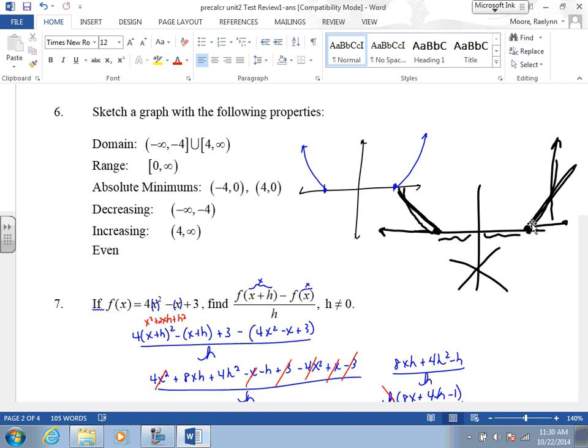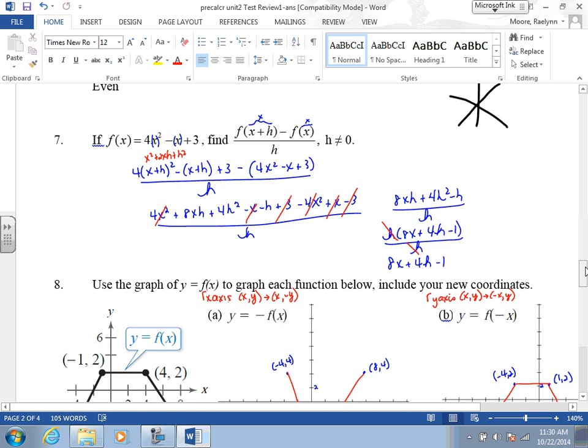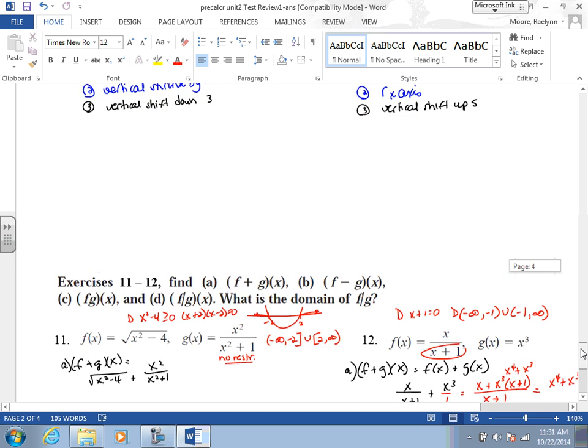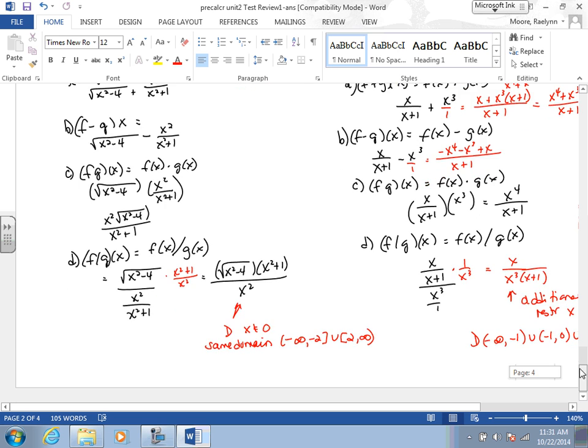How many of you did okay with the difference quotient? Okay, let's work the difference quotient out. I got a spare. No spare.